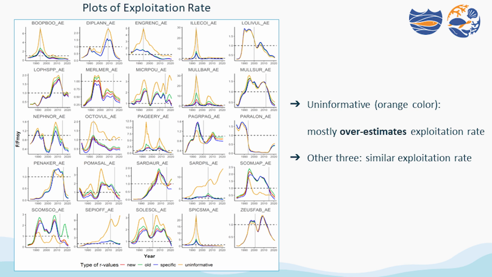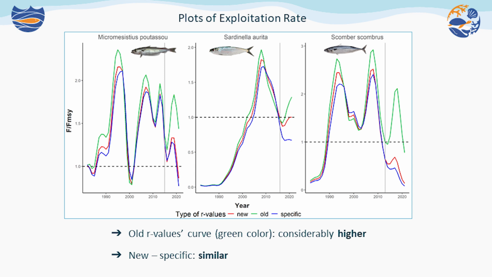Moving on to the exploitation rate, I think that in this case it is a little bit more clear to see that the uninformative category mostly seems to overestimate the exploitation rate for most of the stocks. And again, for the other three categories, the exploitation rate estimations are similar. But in this case, for 3 of the 25 stocks, the old R-values curve with the green color is presented considerably higher than the other two categories, which again had resulted in pretty similar estimations for the exploitation rate.